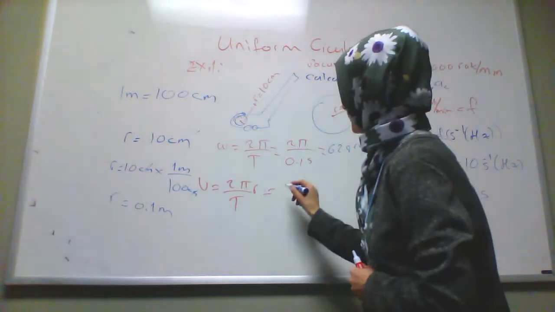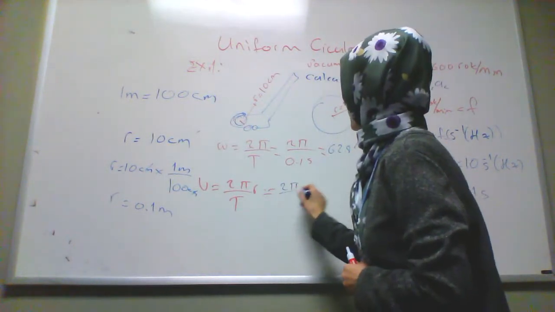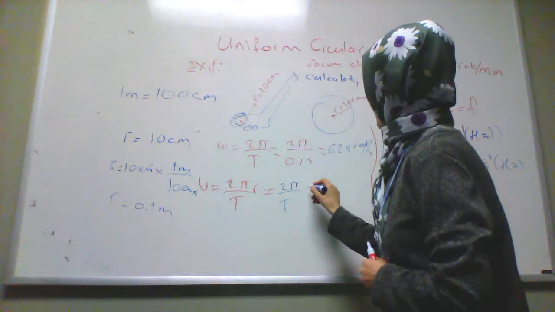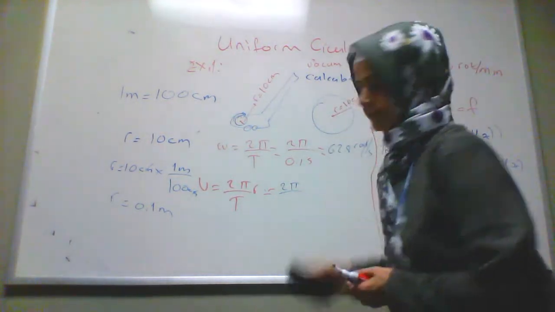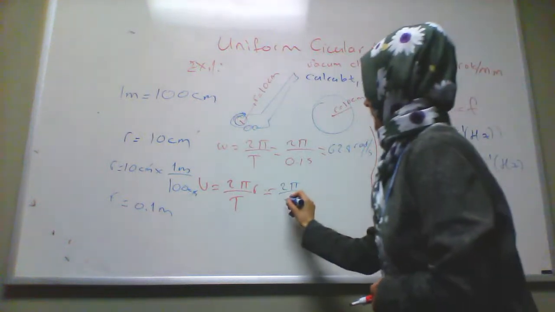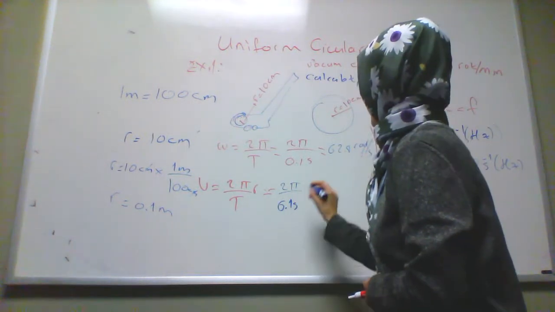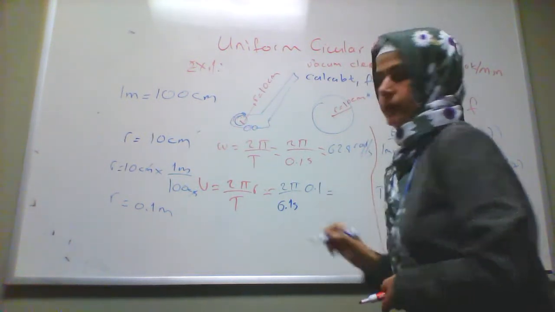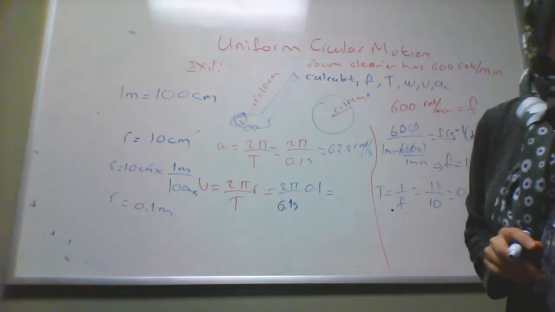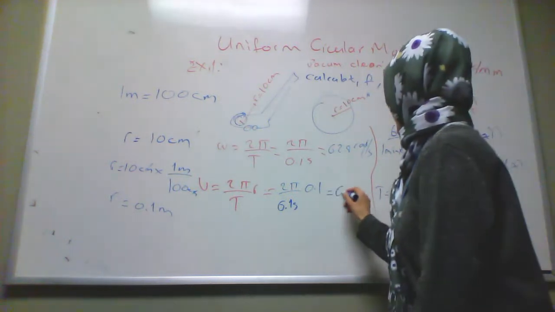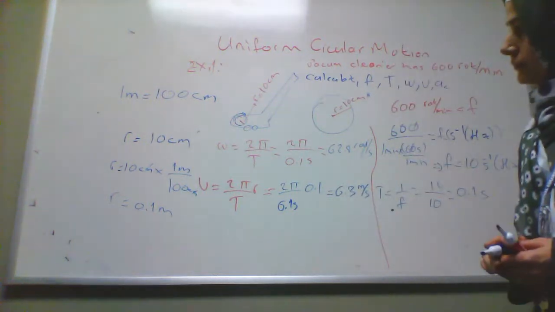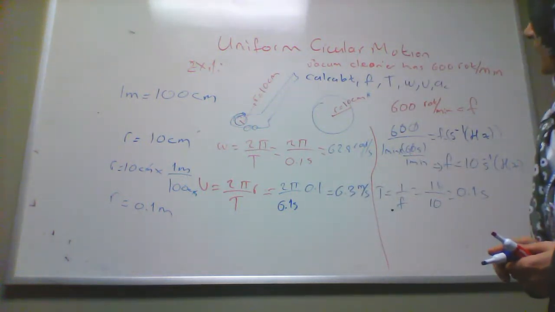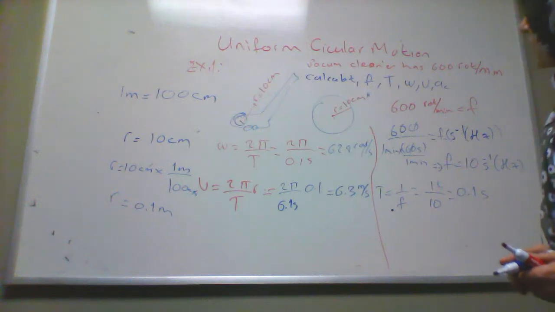Enter in here, 2 pi over T times r. Let's put the values actually. 0.1 second times 0.1, we'll get the answer as 6.28, about 6.3 meters per second. And now we have everything.